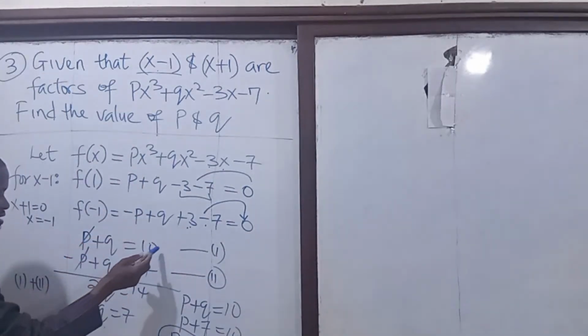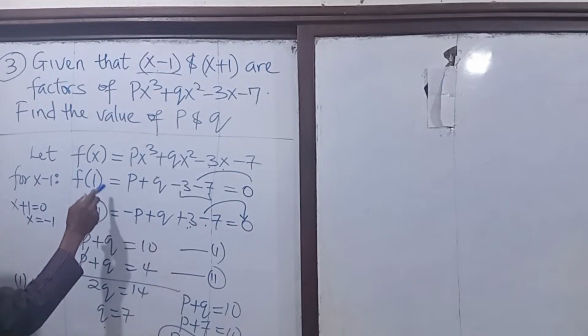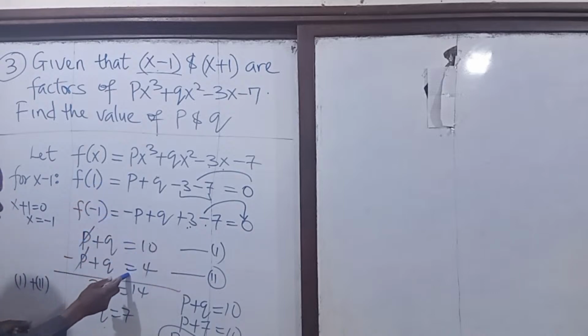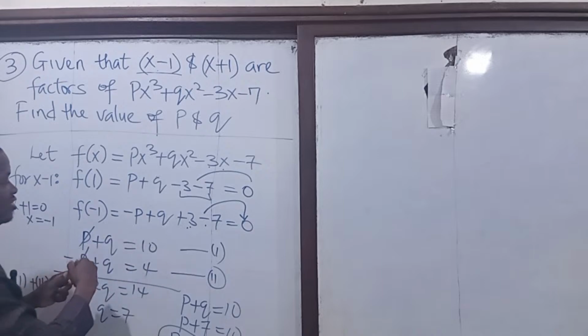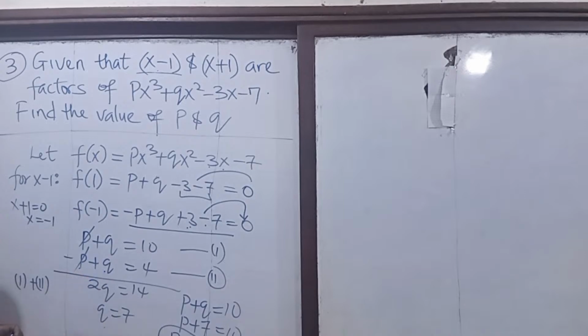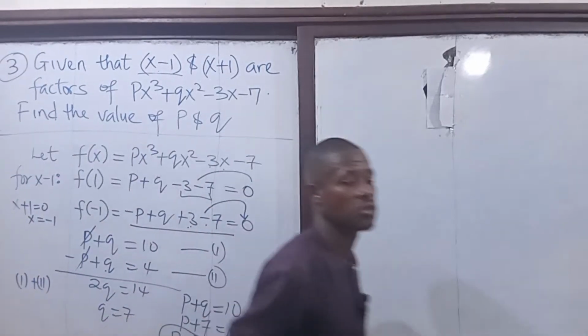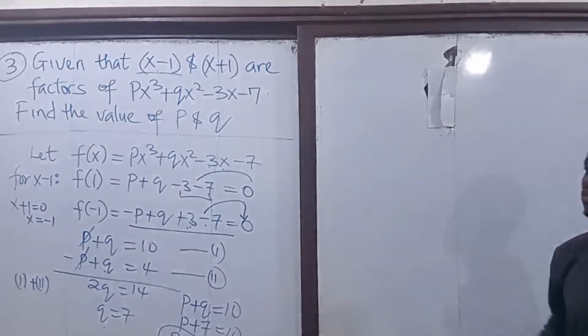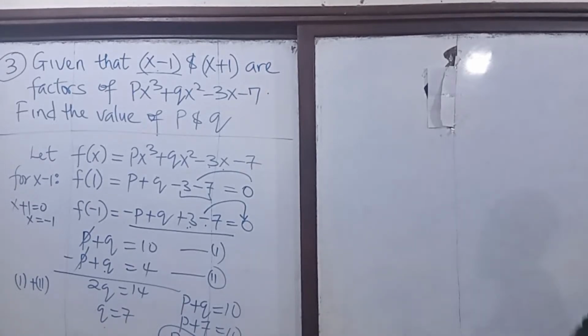And we're able to get this first equation from f of 1. From f of minus 1, we are able to get this one, which is giving us minus p plus q equal to 4. Then solve the two equations by adding them together. We get 2q equal to 14 and q is 7. And once you get one of the unknowns, then you can make substitutions into any of the two equations and get the other unknown. So that's that on that question. Let's take another question.